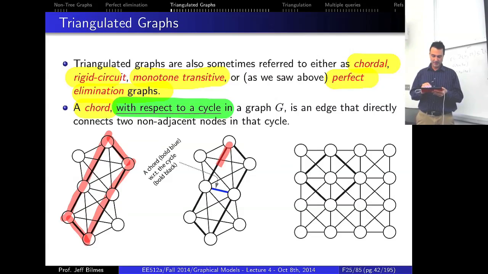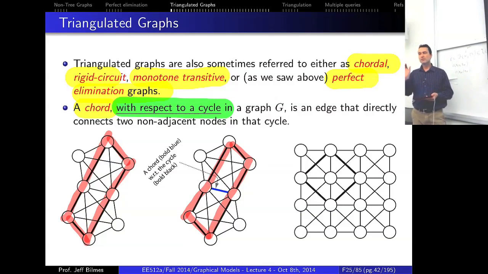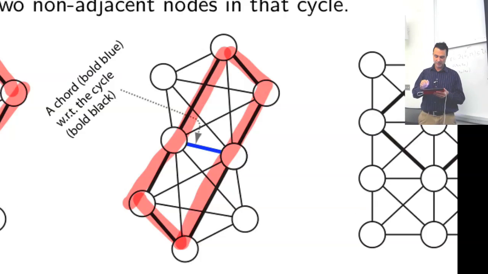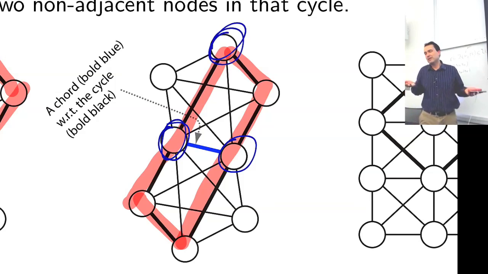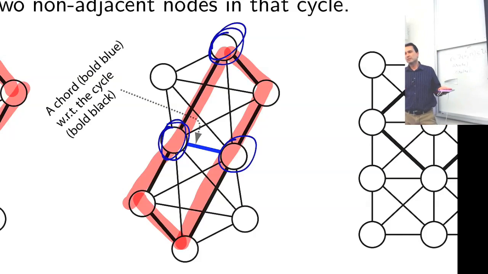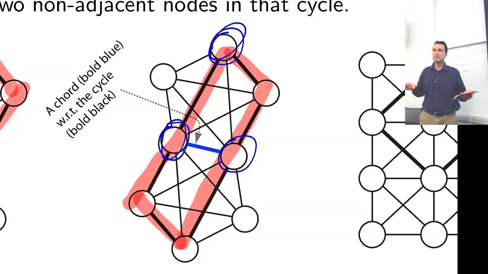In the middle case, the chord is the blue thing. A chord is basically two vertices with respect to a cycle that are non-adjacent, and that connect two non-adjacent nodes. But the adjacency of the nodes is with respect to the cycle. So the reason this is a chord is because this node here and this node here are not adjacent on the cycle. This node here and this node here are adjacent on the cycle, so you can't really have a chord there. But it might be a chord for some other cycle.